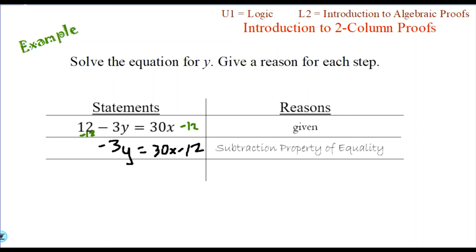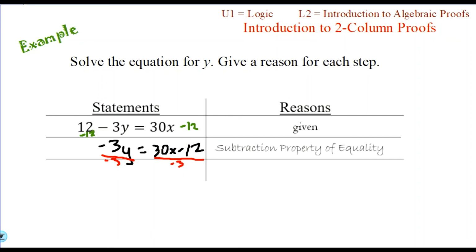Now to get rid of that negative 3, and the goal here is to get y by itself, we have negative 3y's. That's negative 3 times y. I'll divide by negative 3, and on this side, I'll divide by negative 3 also. And remember here, you have to divide everything on this side by negative 3.